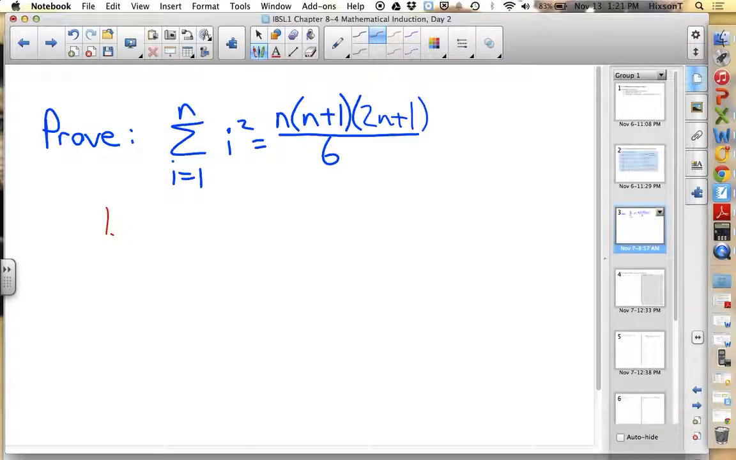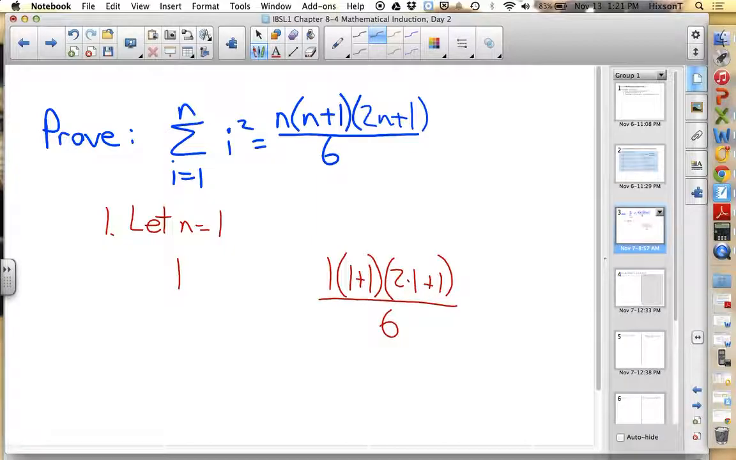We let n equal 1, okay? So the left side, what are we doing? That'll be for the right side. We'll do 1 times 1 plus 1 times 2 times 1 plus 1 over 6. So that's 1 times 2 times 3 over 6, which equals 1. And the left-hand side is just 1 squared equals 1.